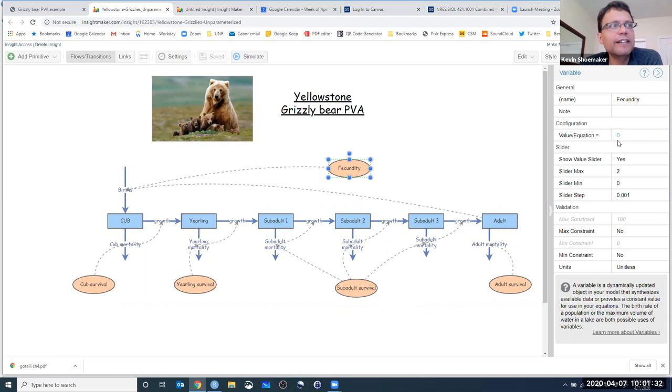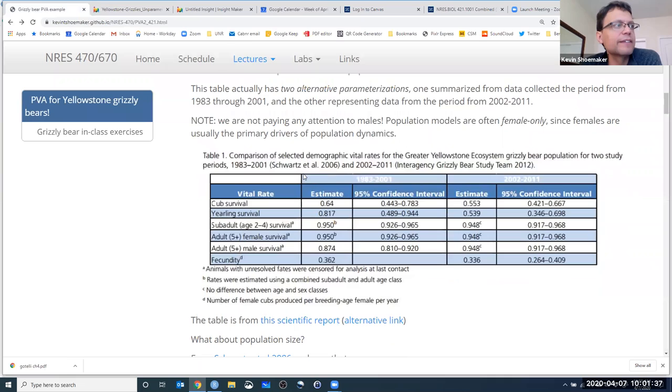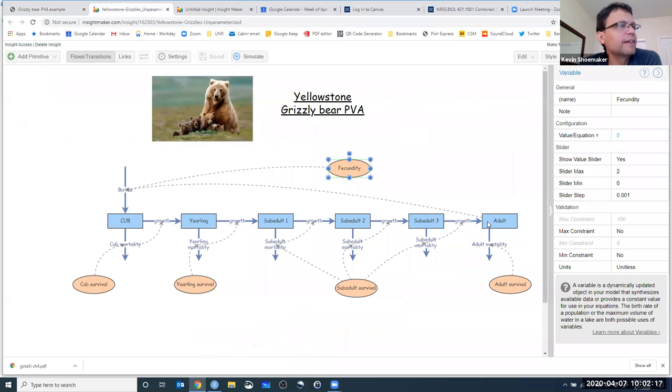All right, so fecundity here, you would have to get from the table, and the table looks like this. So we can see fecundity is actually 0.362 in this early stage of the study. So this study started in 1983 when the population was really, really tiny. And then we have different estimates for 2002 to 2011 when the population was larger, all right? We're gonna start off by using the estimates from the early stage, which represents a low density scenario when the population was growing and was at low densities. And so fecundity is 0.362, so we can just go in and add that to the model.